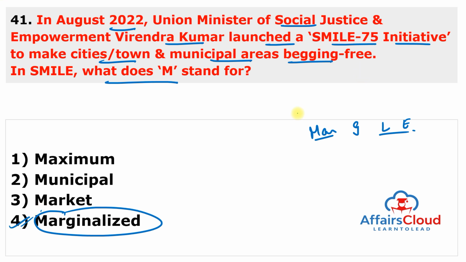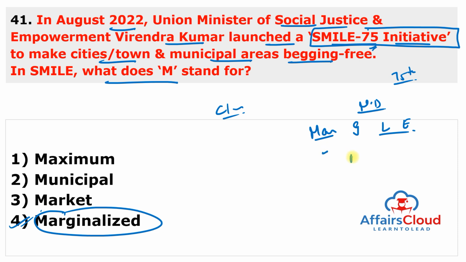So the Union Minister Dr. Virender Kumar, who is the Union Minister of Social Justice and Empowerment, launched SMILE 75 initiative at a shelter home or the Rain Basera near Nizamuddin metro station in New Delhi. It is part of the Azadi Ka Amrit Mahotsav. That's why this is 75, because we are celebrating the 75th year of independence. The main objective is to make cities, towns and the municipal areas begging free. So remember the meaning of SMILE. SMILE stands for Support for Marginalized Individuals for Livelihood and Enterprise.